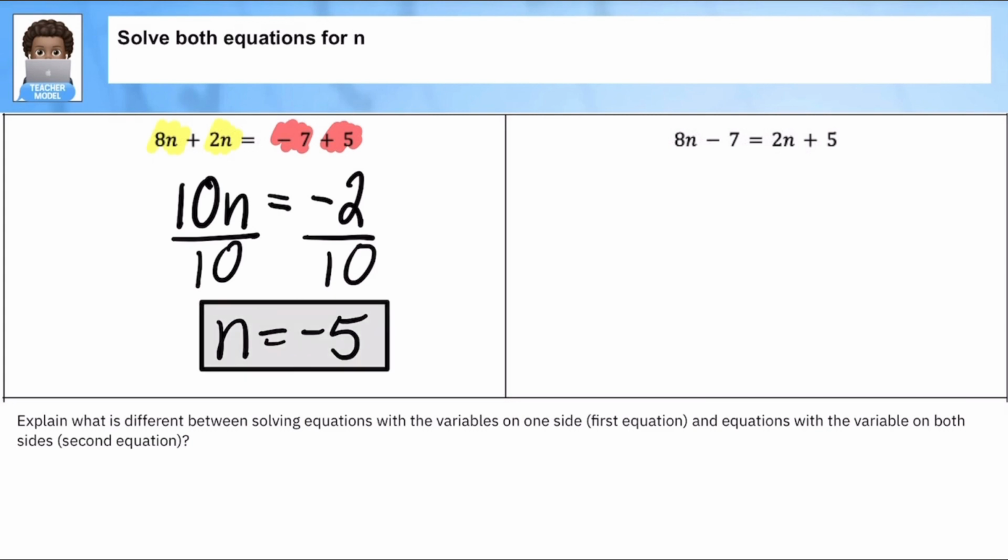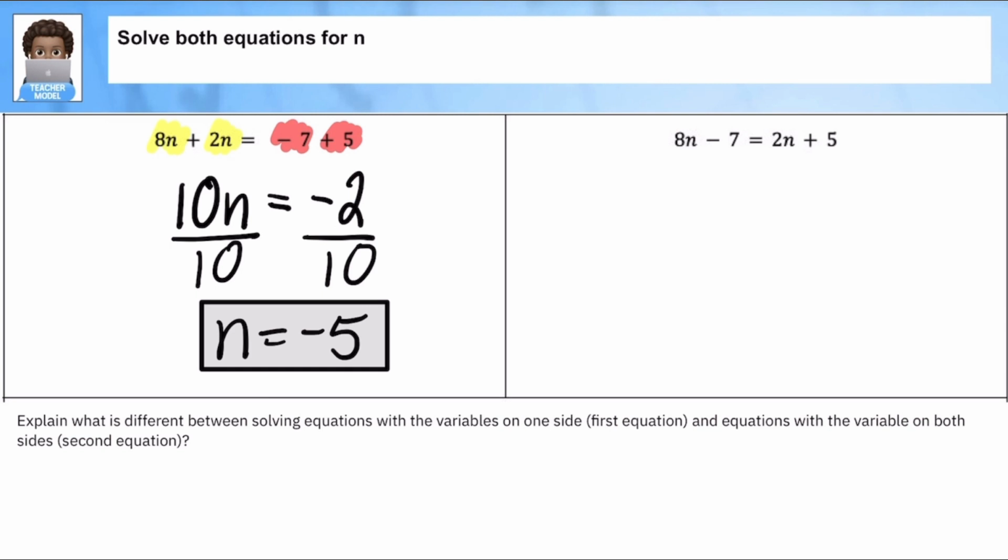And as always, you can go back into your work and actually double check that. I'm not going to show it now just because of space, but you can go back in and do 8 times -5 and 2 times -5. Is that equal to -2? All right, let's go to the next one.